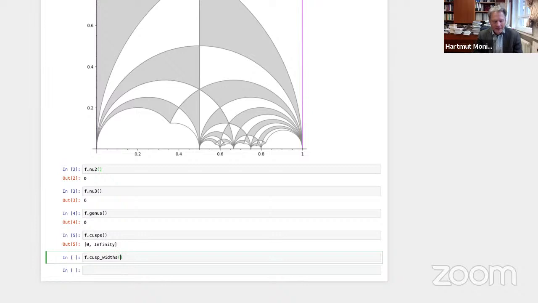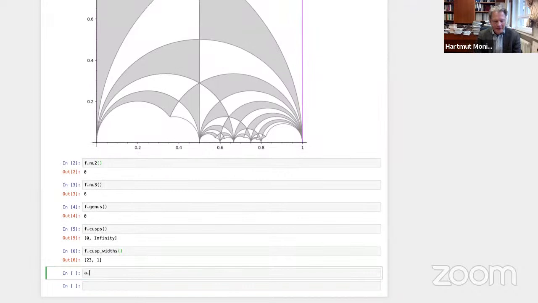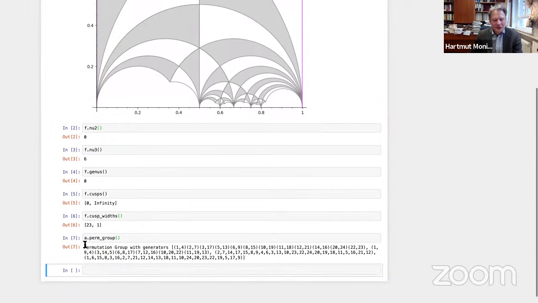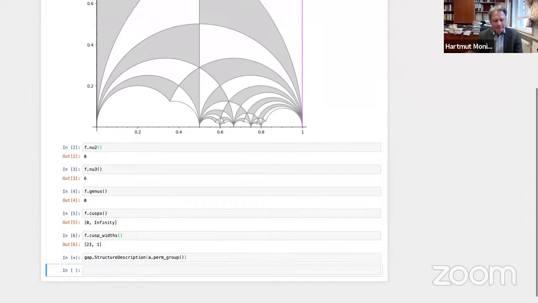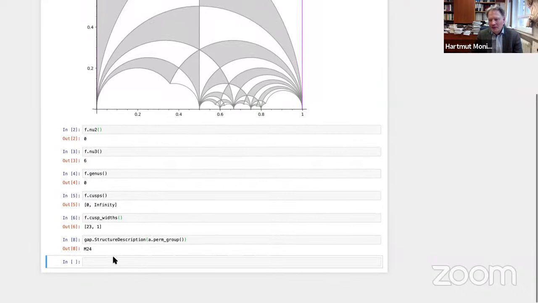Okay, so this is it. And then let's see the permutation group. You can obtain the permutation group from this arithmetic subgroup. So this is the permutation group. And if you want to check that this permutation group is, as I promised, M24, you can ask GAP for this, and it will tell you that it is M24.